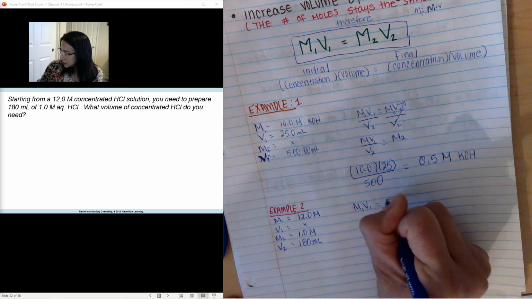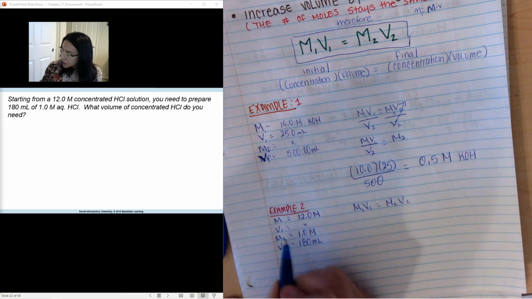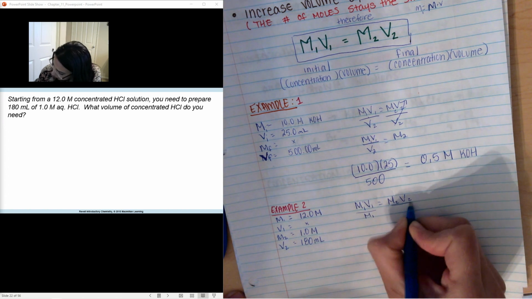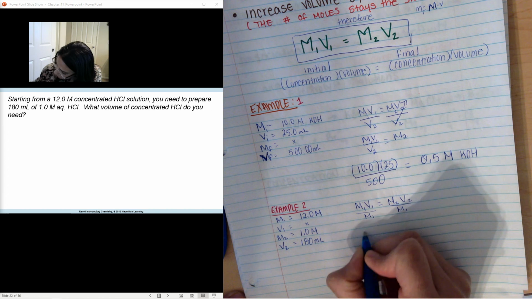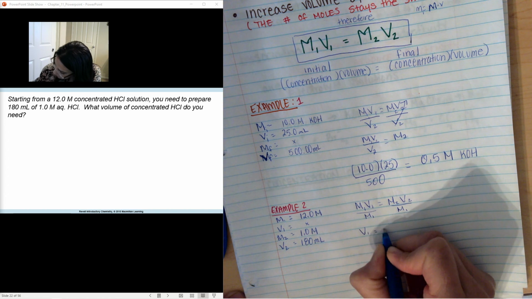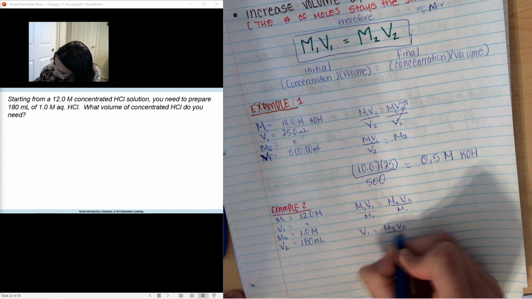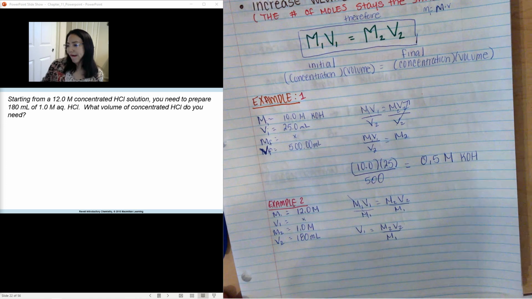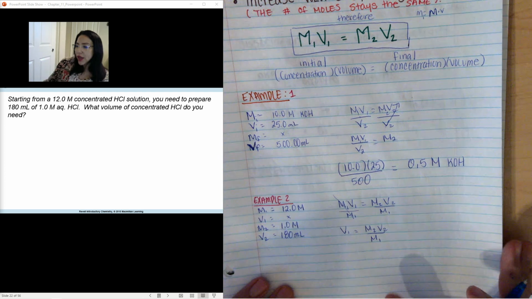M1V1 is equal to M2V2. We're solving for V1, so we're going to divide both sides by M1. So therefore, V1 is equal to M2V2 over M1, right? Because those cancel out. Let's go ahead and solve.